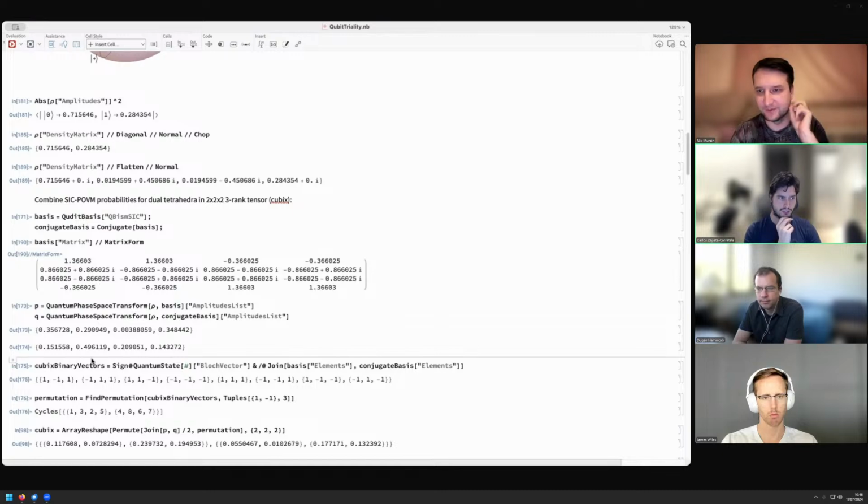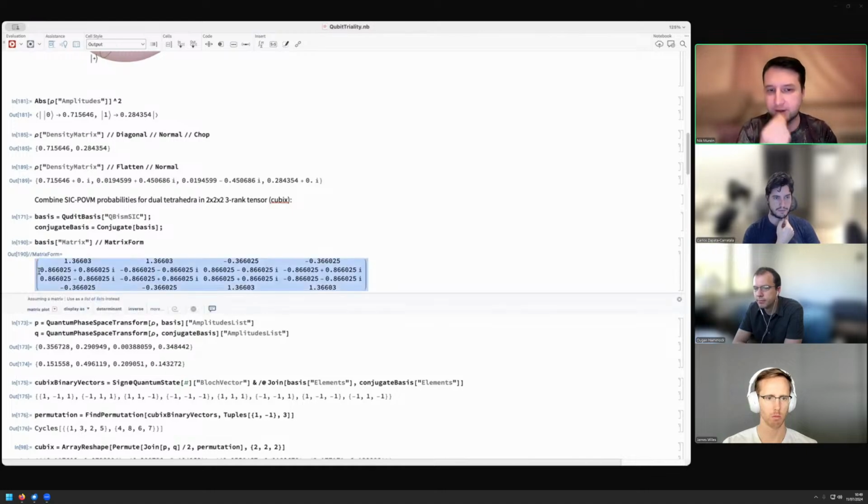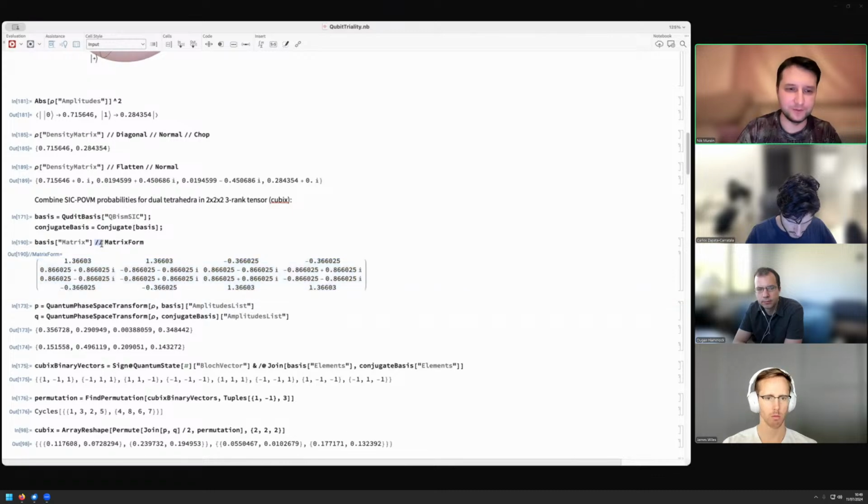Sorry, when you do conjugate basis, are you literally taking the conjugate of the component vectors? Yes, actually, yes. If that matrix over here, the one used for the linear transformation, you conjugate it, and you get geometrically the dual of that tetrahedron. The ordering of the vertices may be screwed up, but those will be the vertices. Maybe you can reverse them or something like that.